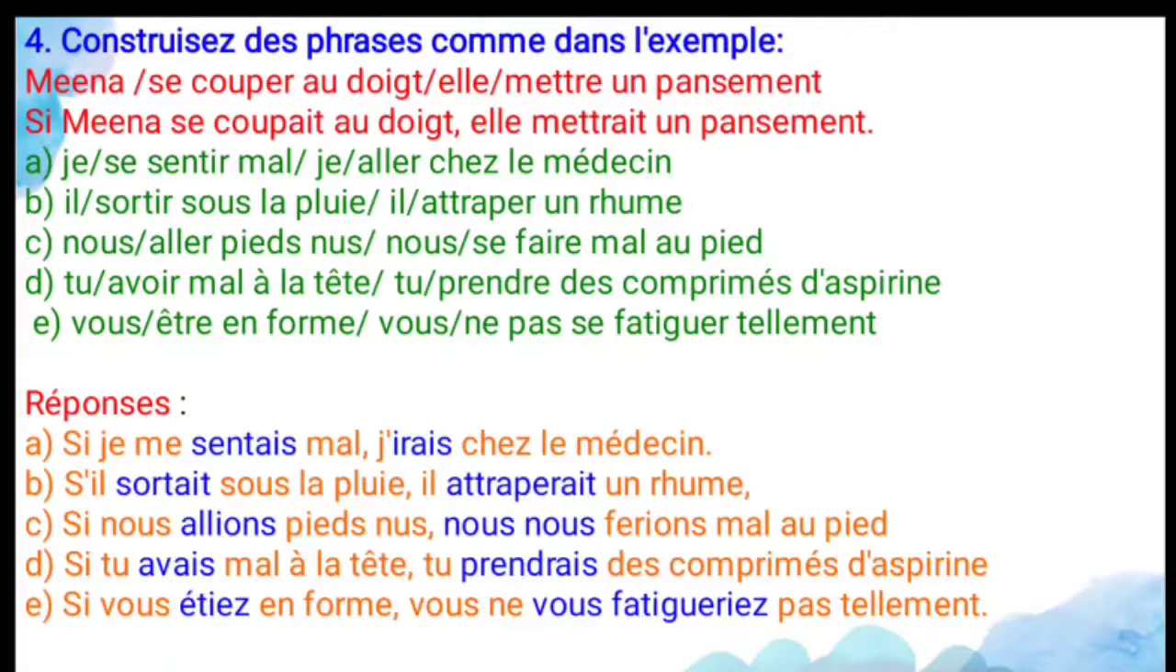And the fifth one is "vous être en forme". Être en forme means to be fit, and "vous ne pas se fatiguer tellement". So see the answer. "Si vous étiez en forme", if you were fit, and "vous ne", here also se fatiguer, that is a pronominal verb. For the pronominal verb the reflexive pronoun is vous. So "vous ne vous fatigueriez pas tellement". So you would not get so tired.